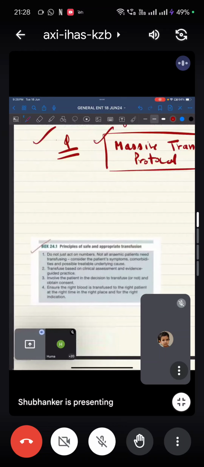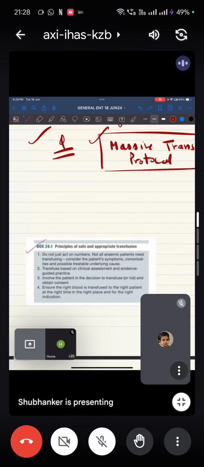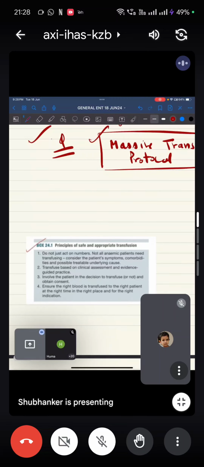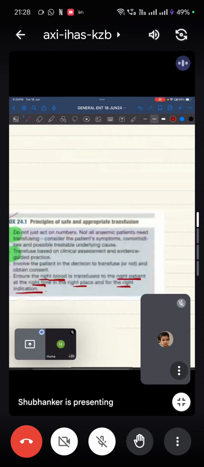And coming to these, the 4 principles of safe transfusion. Just remember at least 1 or 2. I'll not say remember everything, but at least 2-3 should be known. You do not act on numbers. You have to transfuse on your clinical acumen, not based on the reports which you are getting, and consent and all. This is a classical line: right blood is transfused to the right patient at the right time, in the right place and for the right indication. Can somebody read this?